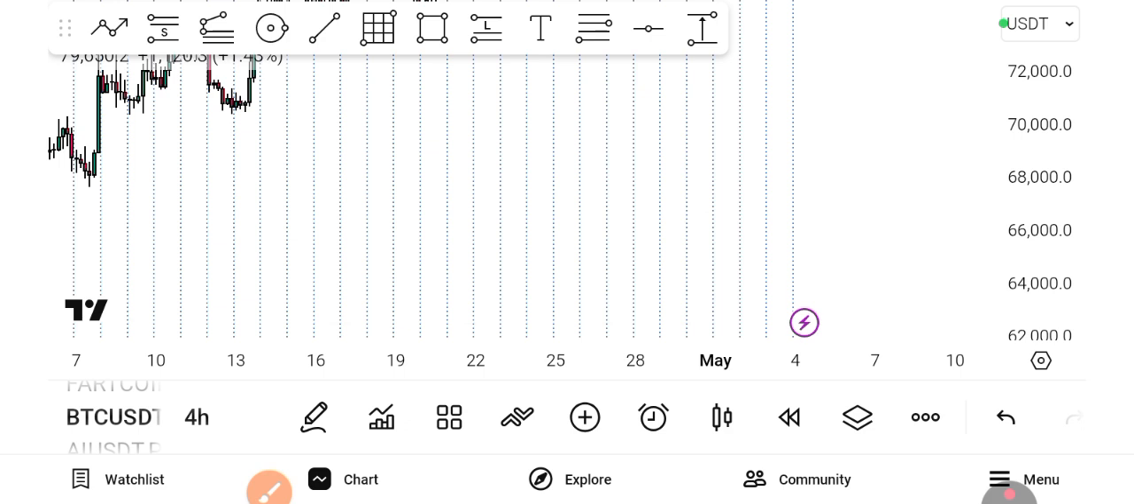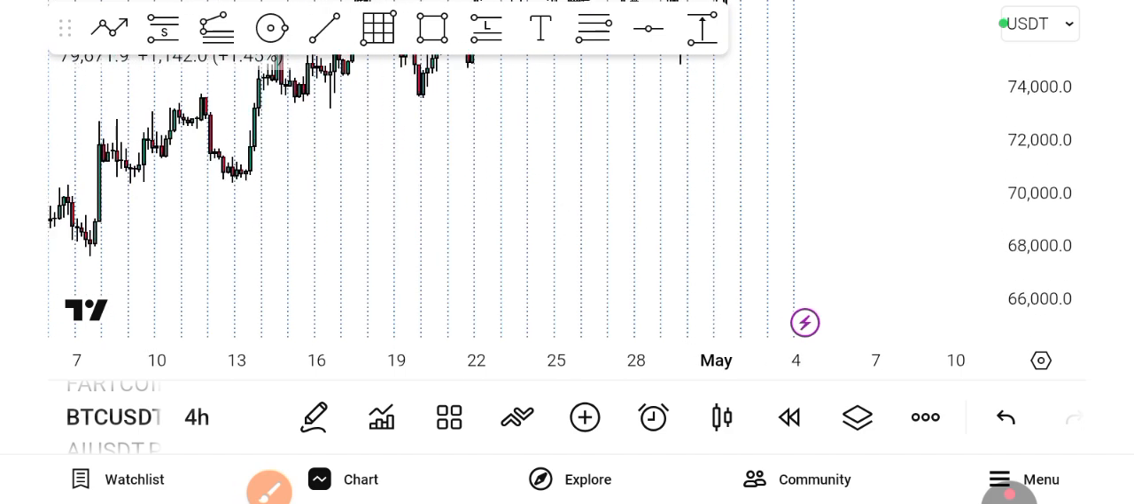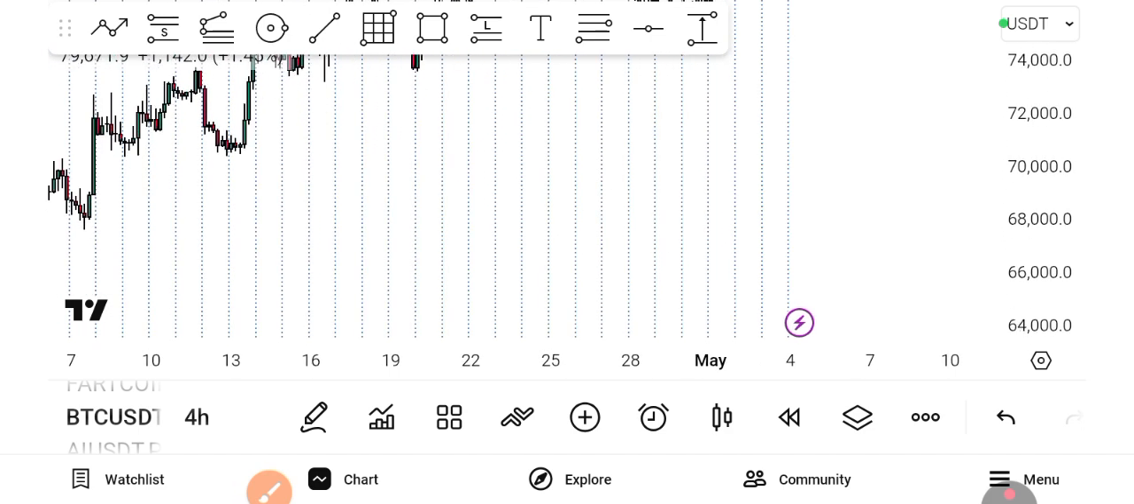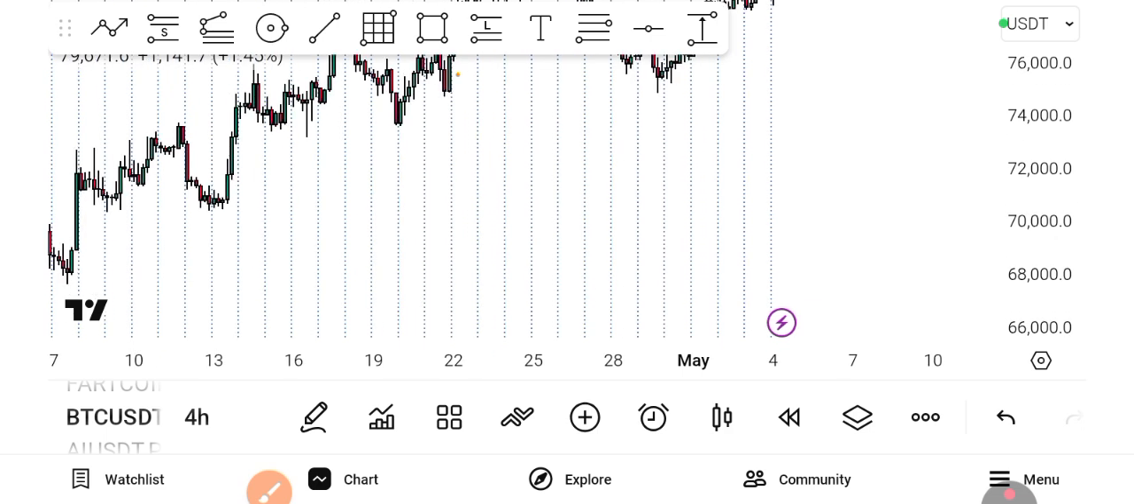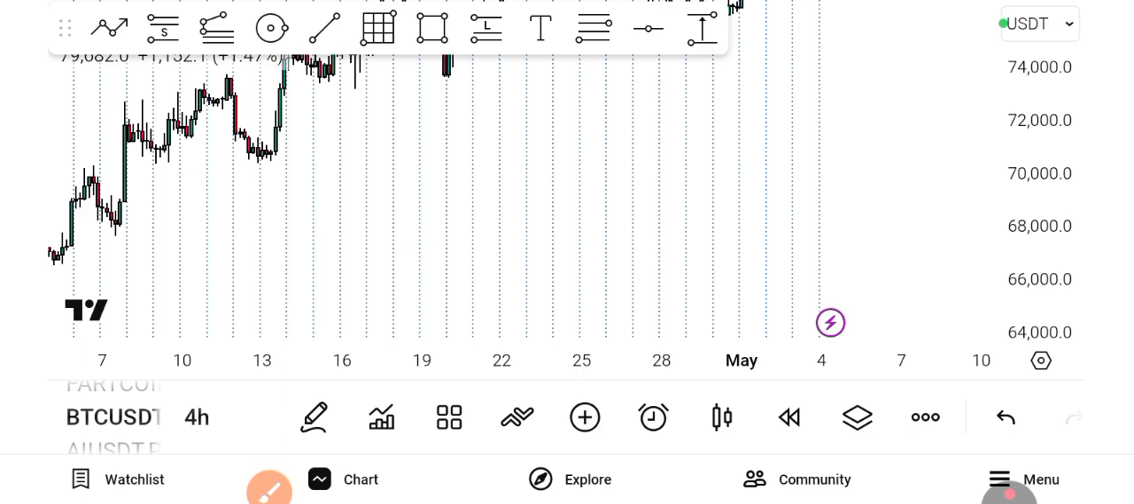So number one, a piercing line is a bullish candlestick pattern. Okay, that's how to identify it. Number two, since it is a bullish candlestick pattern, it must be found at the bottom to be useful to us. Number three, since it's also a bullish candlestick pattern, we are going to be using the long position to represent it. Okay, now let's look at the structure of this piercing line.